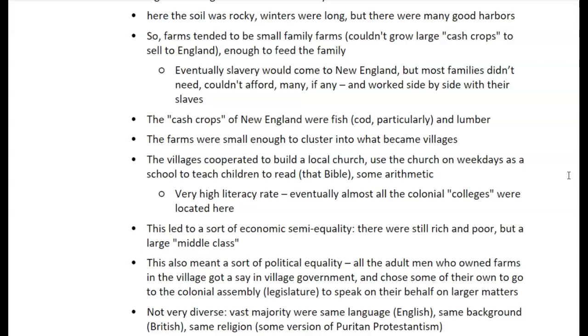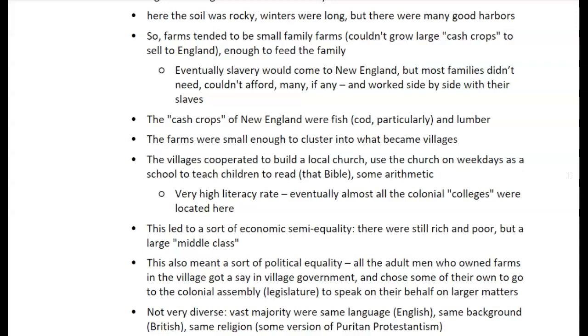I point out, eventually slavery would come to New England. We'll talk about slavery in a bit. But most families didn't need or couldn't afford many, if any, slaves. And they also worked side by side with their slaves. Not because they were nice folks or anything like that, but if you had a small family farm, you probably couldn't afford a slave. If you did have a slave as a farmhand, you had 1 or 2 or 3. And it's small enough, you've got to work too. So you're all working together. That's a very different picture from how it was in the South, as we'll see.